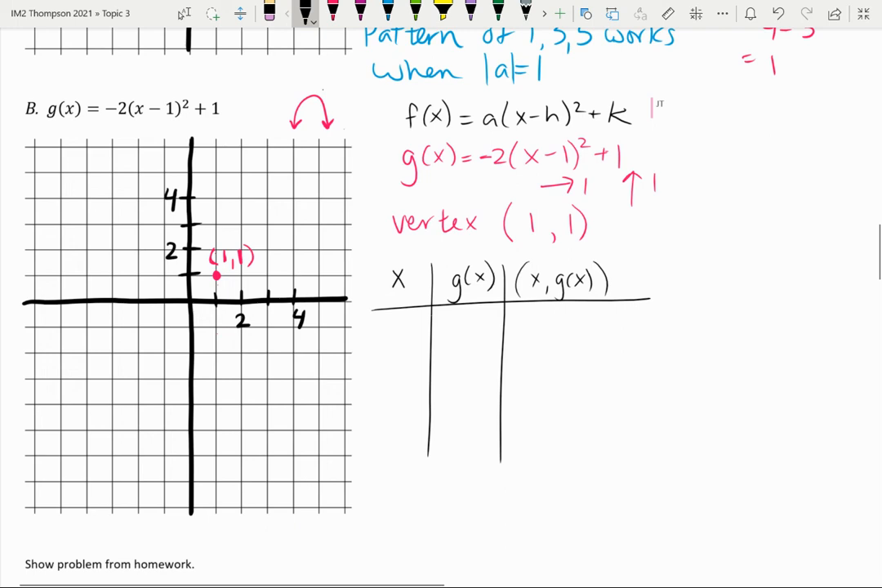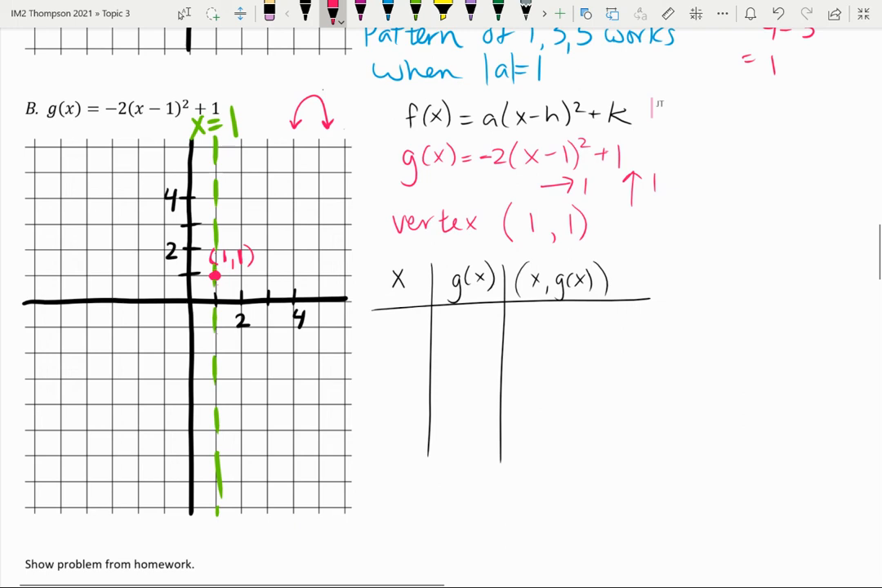Okay, so now I need to pick points for my table. You could pick any x value you want. But in order for it to fit in my window, I want to pick something close to the axis of symmetry. Speaking of, let me draw that in. It goes through the vertex, and it's just x equals 1, whatever the x value of the vertex is.